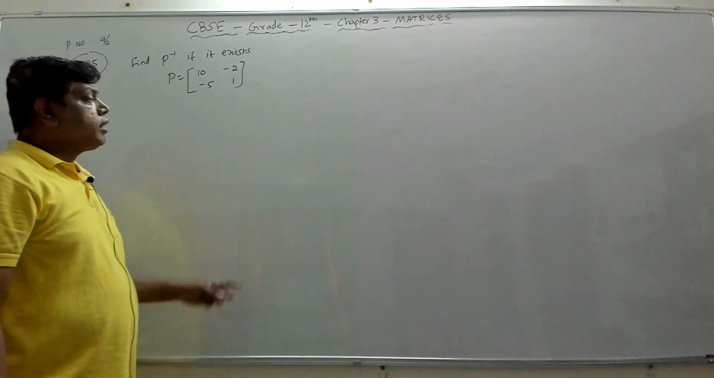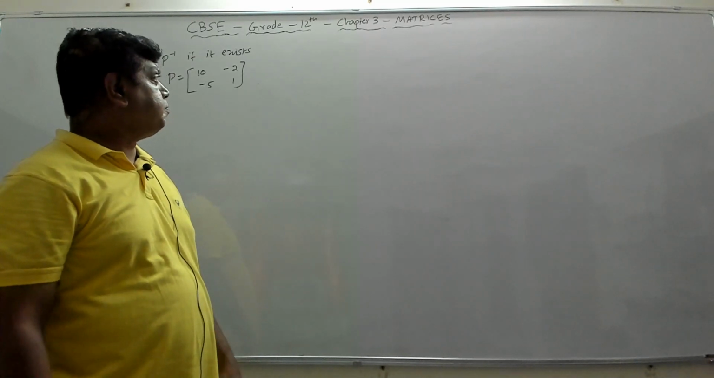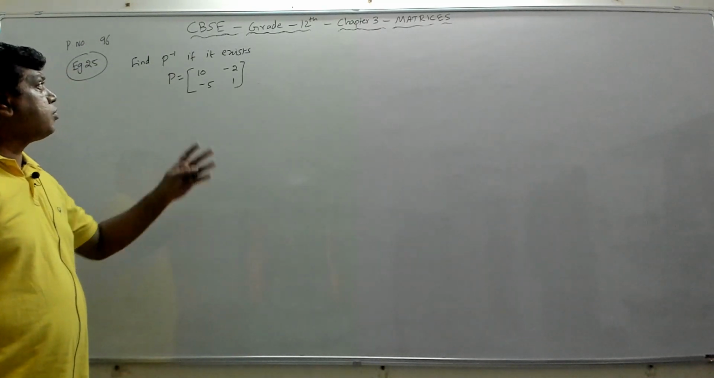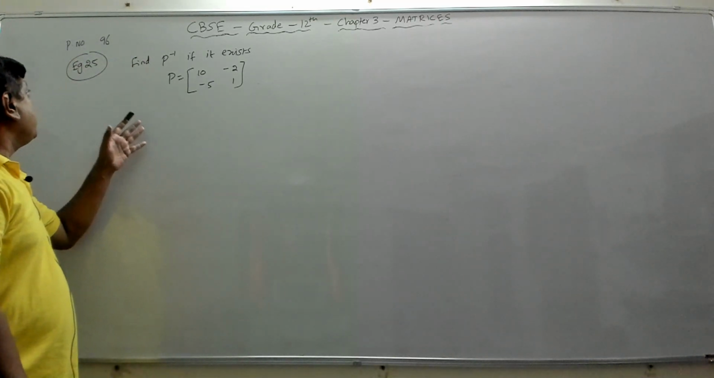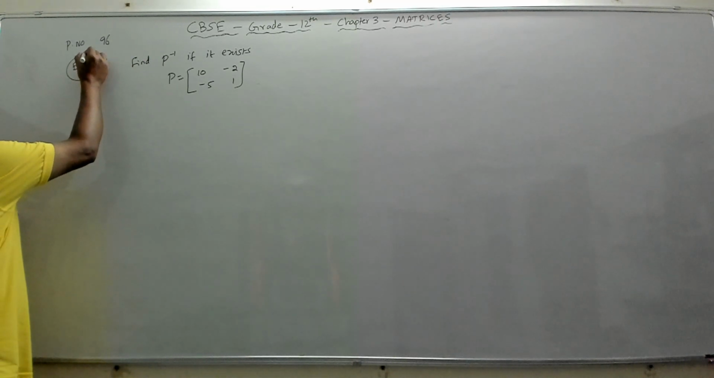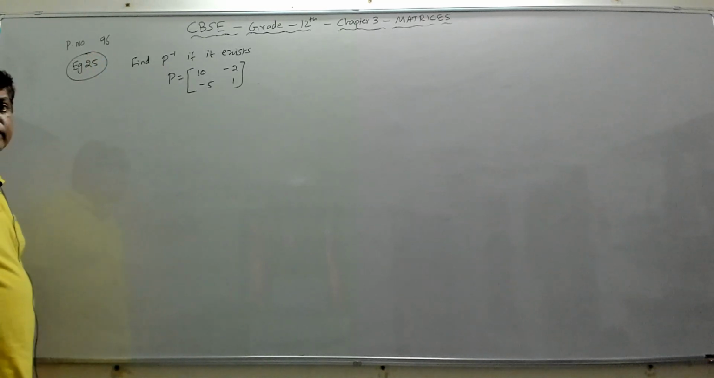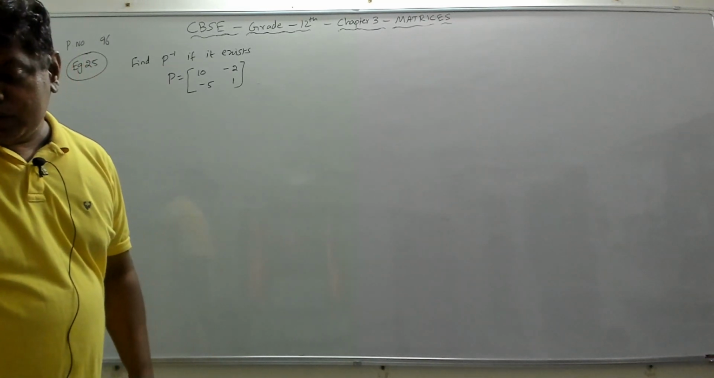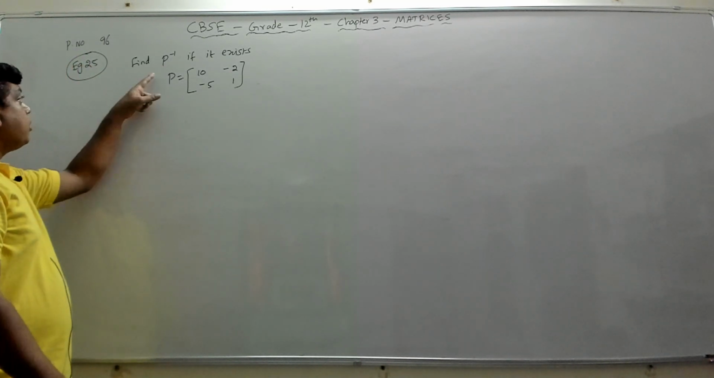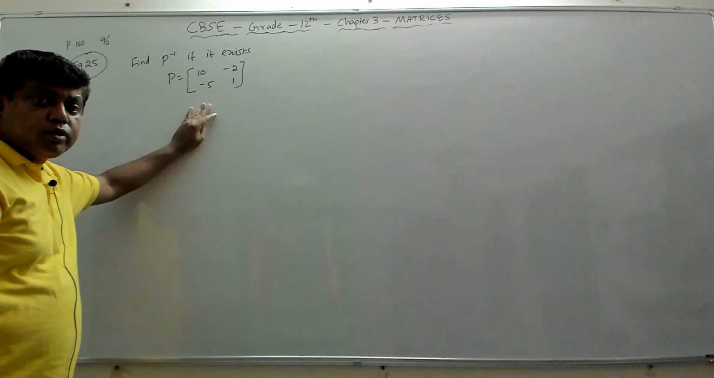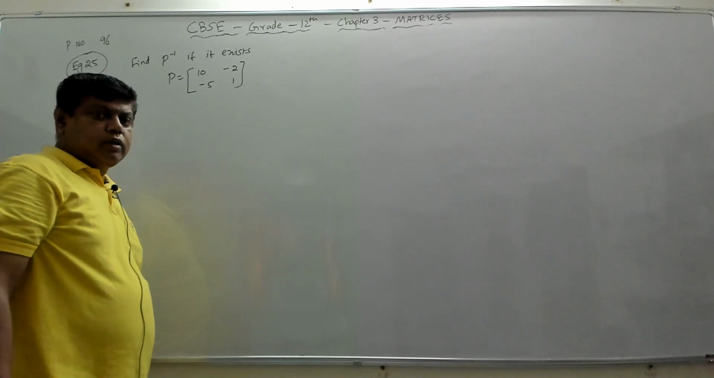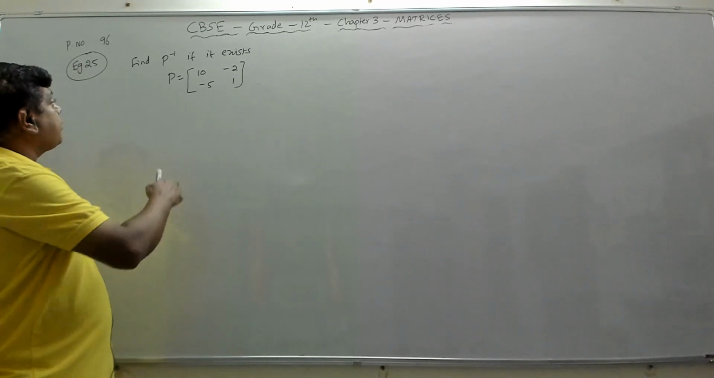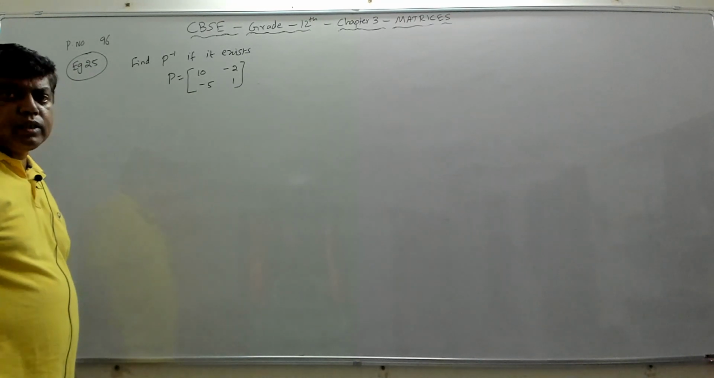In this video, we'll continue with the chapter Matrices from your 12th standard CBSE Mathematics. I'll continue from example 25 on page number 96 of your textbook. It says find P inverse if it exists. So we need to find the inverse of this matrix P using elementary row or column operations. Fine, we have to find the inverse of this matrix P.